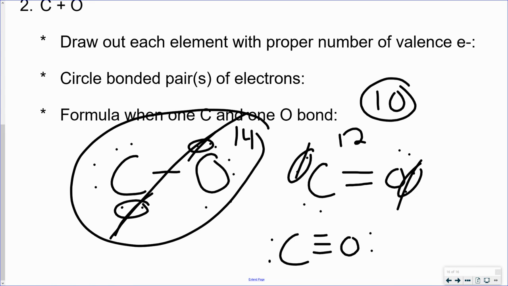And this is how you would go about drawing them out. You always want to draw them with one bond between each element. Make sure everybody has the octet rule, count, and then make sure that you have the correct number of valence electrons. So 2, 4, 6, 8, 10. That's right.